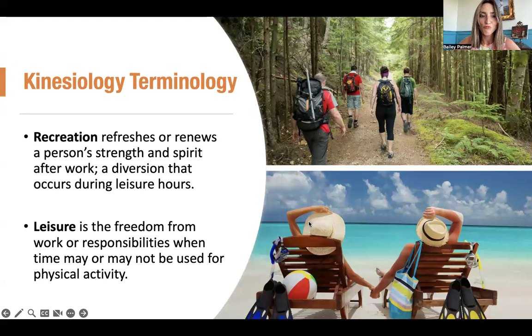Next here, we're looking at the difference between recreation and leisure, which are very similar. When we think of recreation, we usually think of outdoor activities. Anything where you are going out into nature and exploring the world in a sense, and it should refresh or renew your strength and spirit after you've been maybe inside all day working, doing chores, doing schoolwork, taking classes, whatever it is. It's a diversion from your everyday work hours, your life hours, class work, whatever, where you have this sense of renewal. And again, usually recreation is outside.